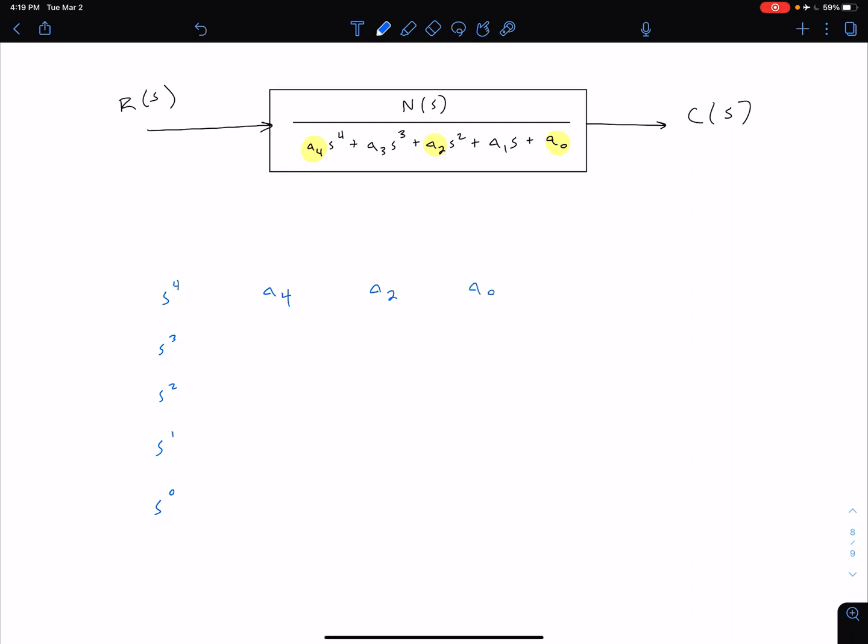Now that we've reached the end of our polynomial, we're done adding terms for that row. So we move on to our second row, and now we look at all of the terms we skipped in the first row. That's going to be A3 and A1, and that's the only two, so we're just going to put in a 0 because we don't have another term beyond that. So for our second row, we have A3, A1, and then a 0.